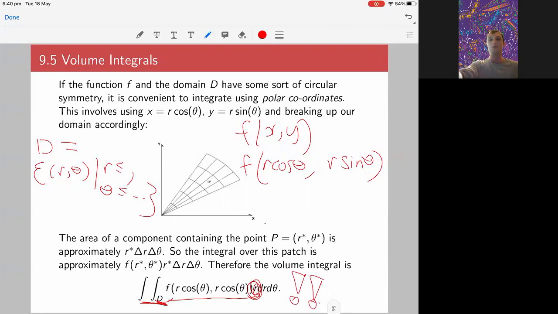So this is very important. Don't forget about this r. You may have seen this before, this r is called the Jacobian of this change of variables.